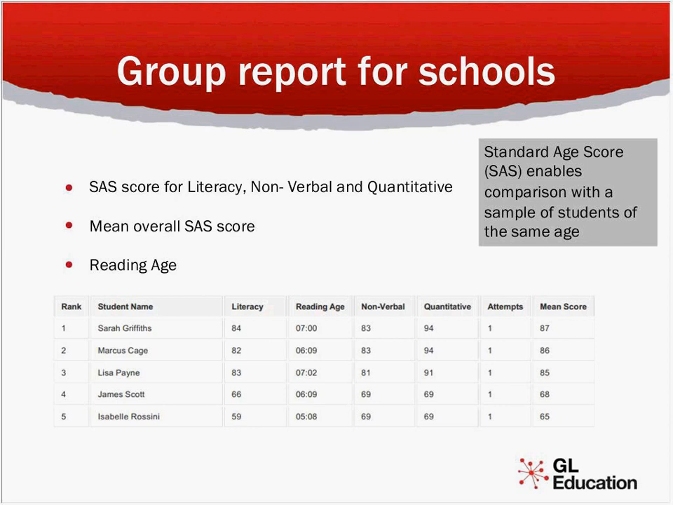Now, what you can see in front of you is an extract of a group of learners. So let's say you've had 5 students in today who have taken the assessment, and this is the data that you see. You have a score for literacy, a reading age, a non-verbal standardised age score, a quant standardised age score, how many attempts at the assessment they've had, and you would always expect to see that as 1, and a mean score.